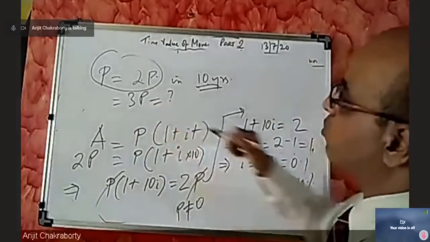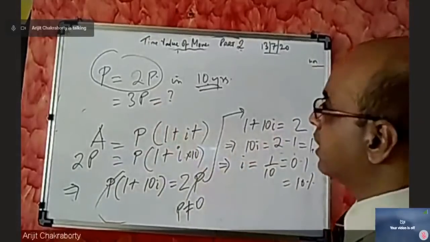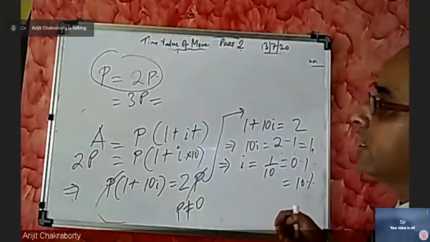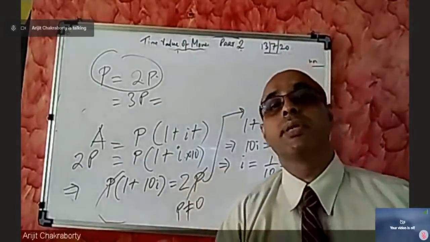So the equation will be what? The equation I am writing here. We know it becomes twice in 10 years, right? So we have to find out in how many years it will become 3 times.